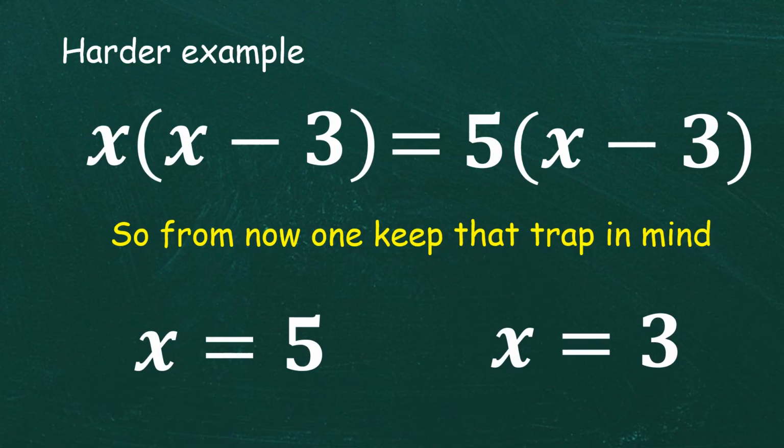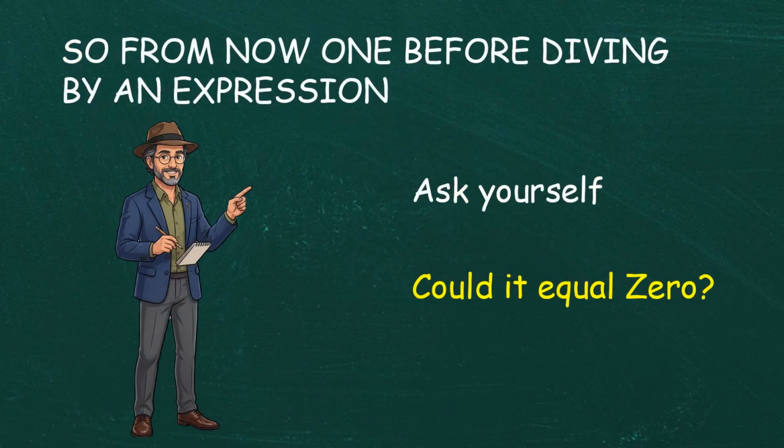Same crime, different disguise. So from now on, before dividing by a variable or an algebraic expression, stop and ask yourself, could this expression equal 0? If the answer is no, prove it. If the answer is yes, handle that possibility separately. That single question could save you from losing an entire solution and several marks on your exam.